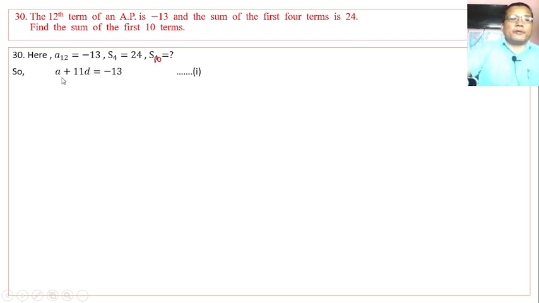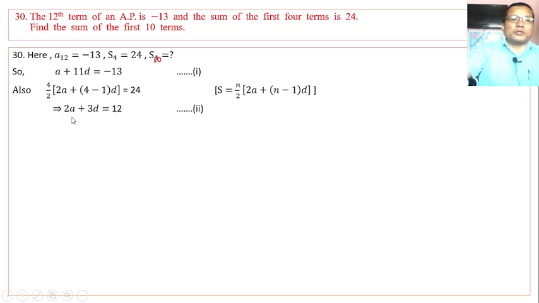For A12 we have A plus 11D equal to minus 13, equation 1. And using this formula we have this, from which we also get an equation involving A and D, equation 2. From equations 1 and 2 we have to find A and D. 2 times equation 1 minus equation 2 gives 19D equal to minus 38, D equal to minus 2. Put the value of D, minus 2, in either 1 or 2, and we get the value of A as 9.